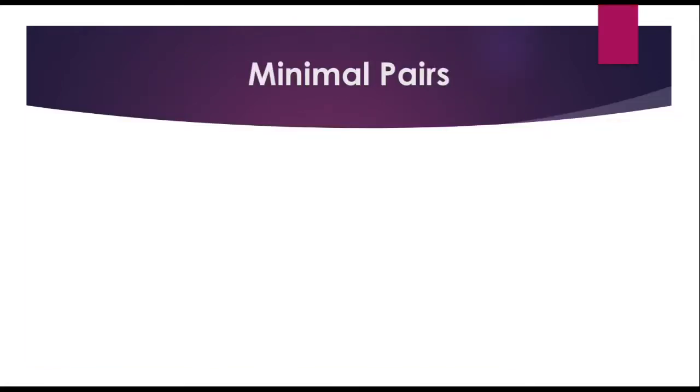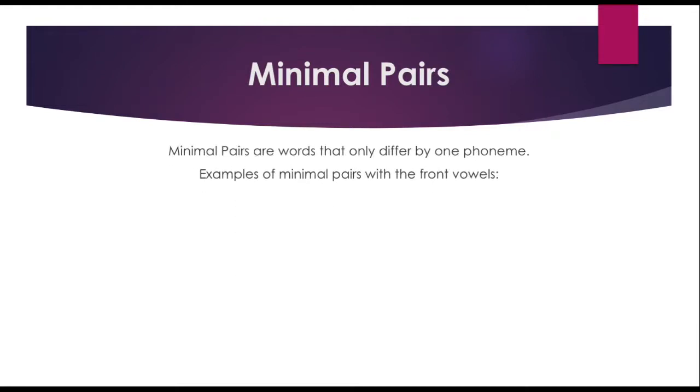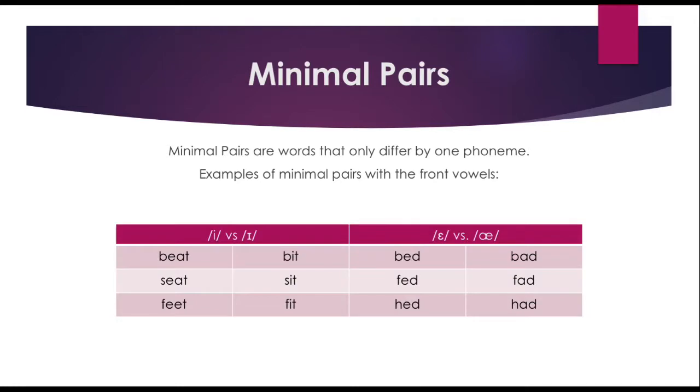So that brings us to minimal pairs. So what are minimal pairs? Minimal pairs are words that only differ by one phoneme. So with the front vowels, you have the E versus the I, such as in beat, bit, seat, sit, feet, fit. Then you have the E versus the A. So bed, bad, fed, fad, head, had.